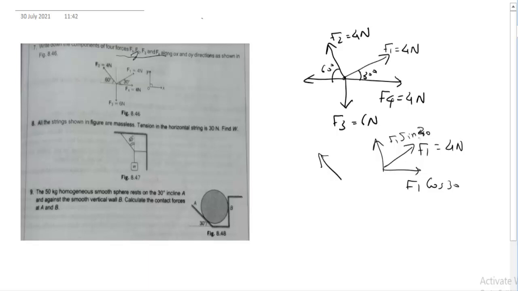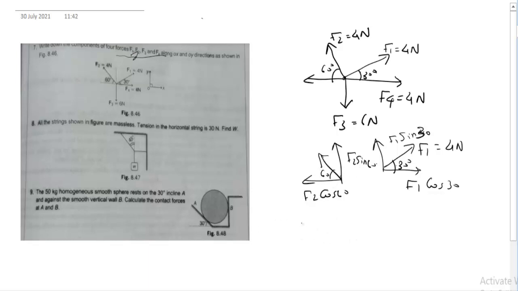Not 40, 30. This angle is 30 degrees. And here, this is 60 degrees, therefore it is F2 cos 60, and here the vertical will be F2 sin 60. Okay, these are the forces which are acting on it. Now we can find out the different forces.